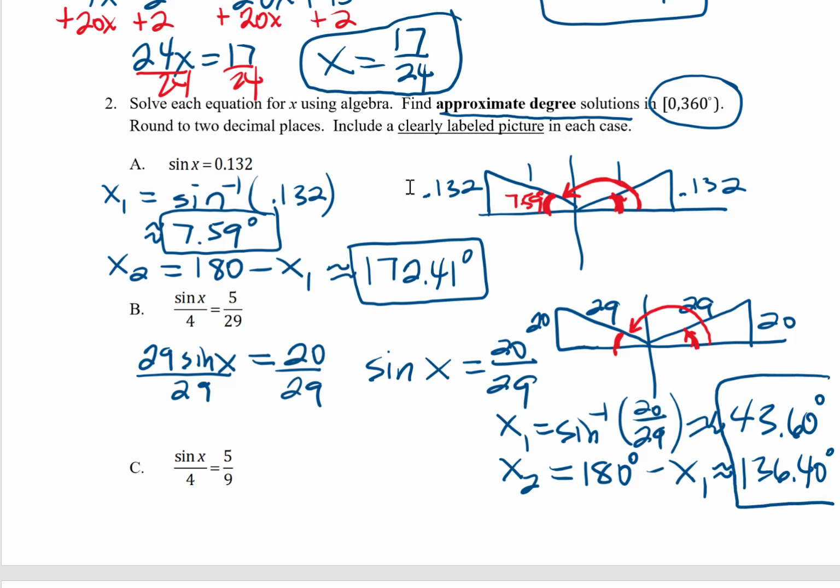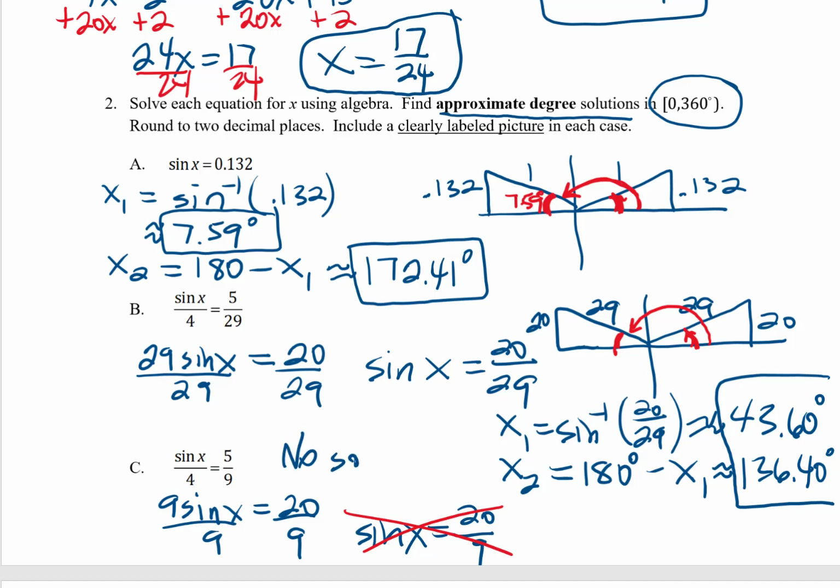Letter C, I also have some cross multiplying to do here. I'm going to have 9 sine x equals 20. And when I divide by 9, I'll have sine x equals 20 over 9. But 20 over 9, that's bigger than 2. 9 goes into 20 more than 2 times. That's impossible. You can't even have a sine ratio bigger than 1. So this is an impossible equation, which means this equation has no solution.